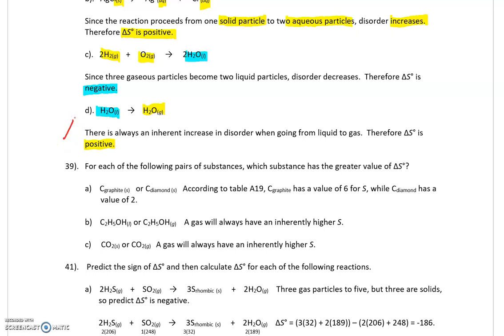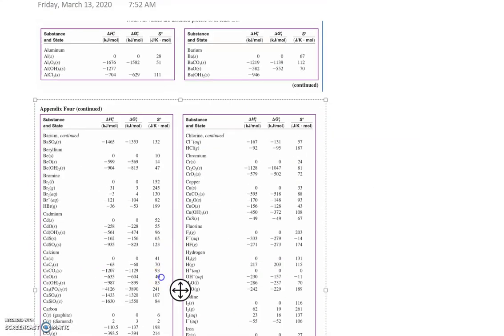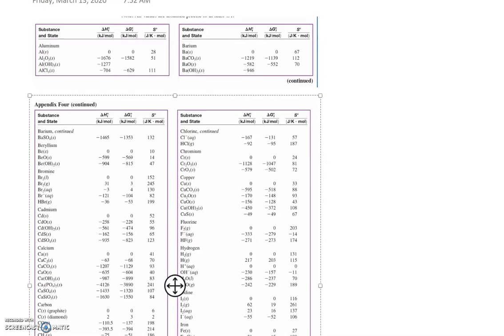Here's 39. It says for each of the following pairs of substances, which substance has the greater value of delta S? Okay, greater value of delta S, higher disorder. And so for this, we're looking at table A19, otherwise known as Appendix 4, some thermodynamic values. And you found this here. I posted this because I'm a nice guy.